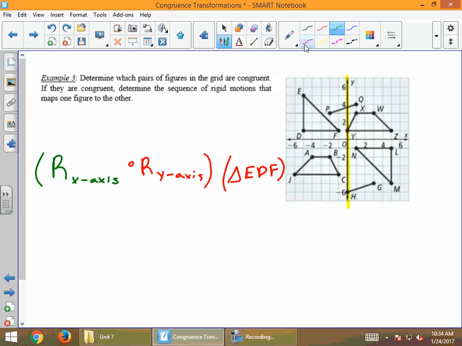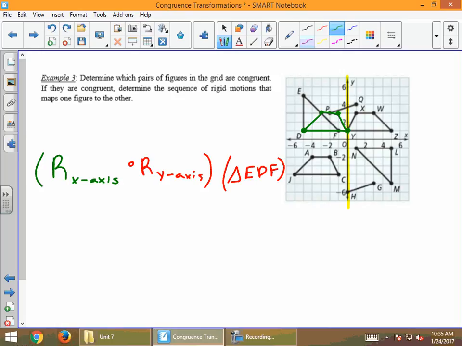Again, just count. 1, 1. 1, 2, 3. 1, 2. 1, 2. 1, 2, 3, 4, 5. 1, 2, 3, 4, 5. Okay. Again, this point y right here is sitting on the axis, so it doesn't move. It's just going to stay there. Okay. So they're now pointing and oriented in the same direction.